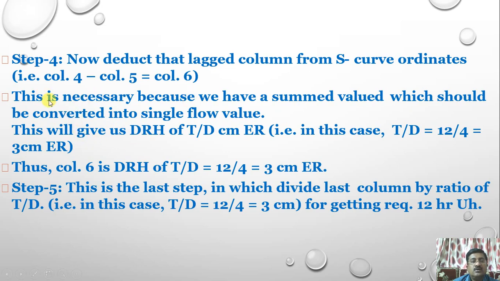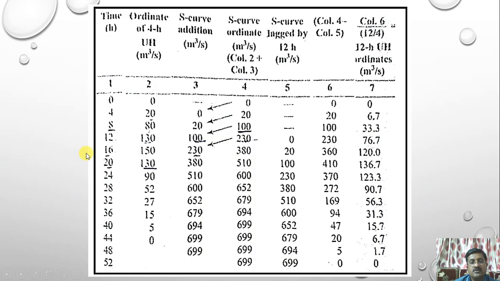This is necessary because we have summed values which should be converted into single flow values. This will give the DRH of T by D in centimeter, and in this case T by D is equal to 12 divided by 4, which is 3 centimeter. You can see here, 12 divided by 4 is 3 centimeter.